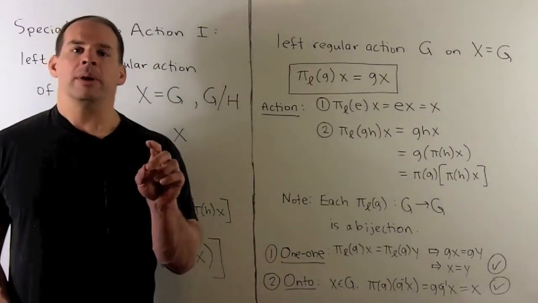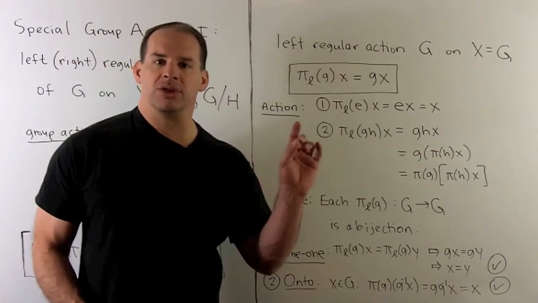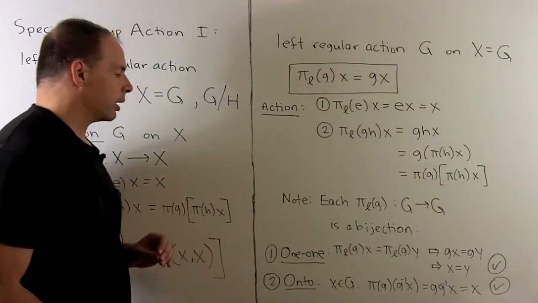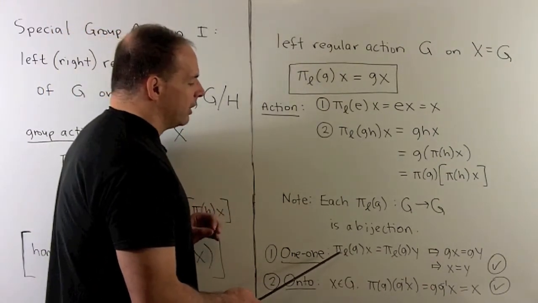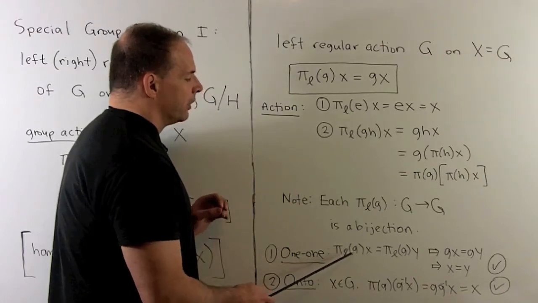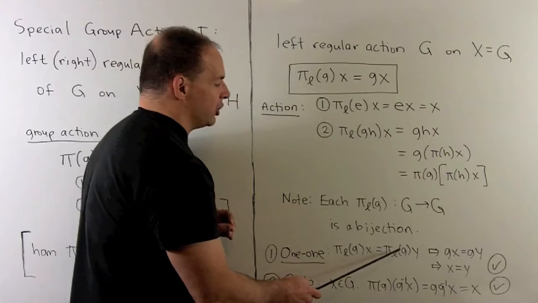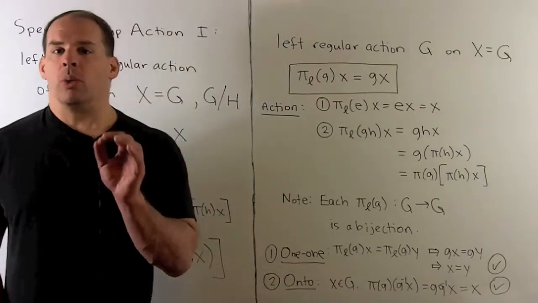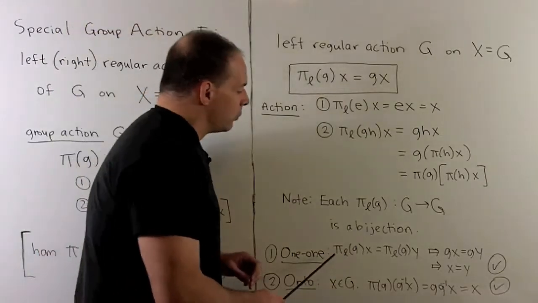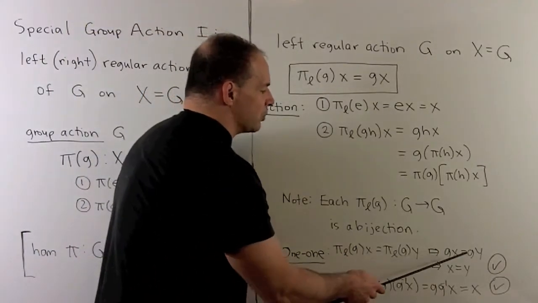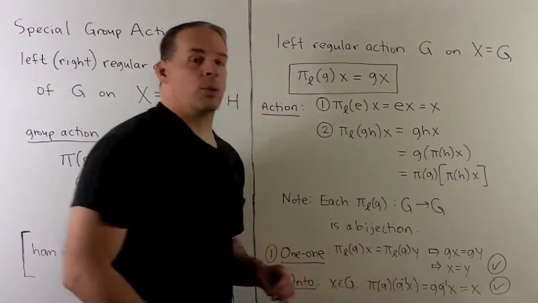If you're not doing group actions in your course, we could just show this straight away. So let's do that. Not a lot of work. So to show 1 to 1, I'm going to assume we have some pi of g. So we fix g, and we'll assume that pi of g on x equals pi of g on y. To show 1 to 1, I want to show that x is equal to y. If we write out the definition, we have gx equals gy. We can cancel, and we have x equals y, so 1 to 1.